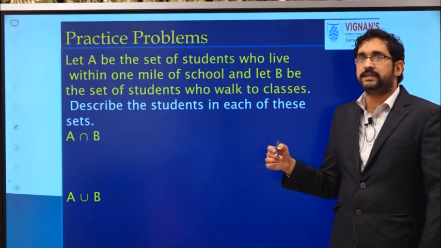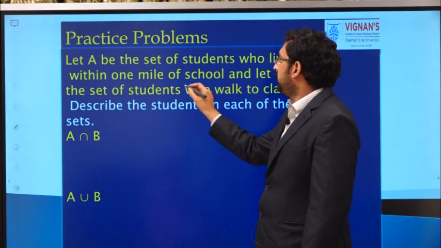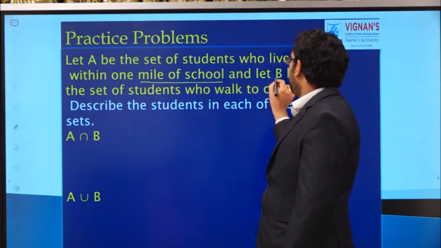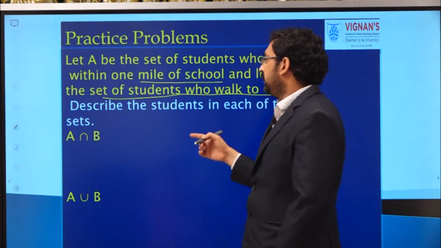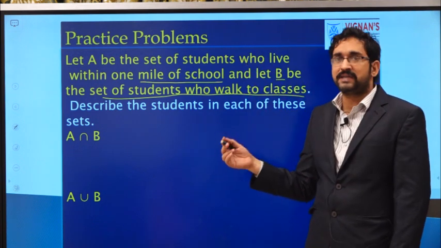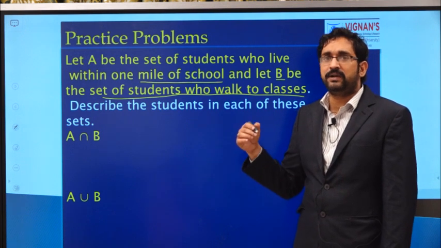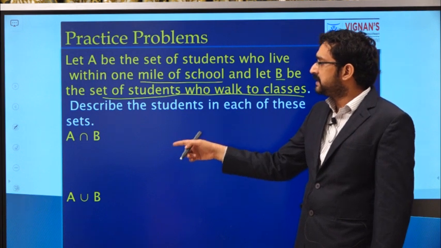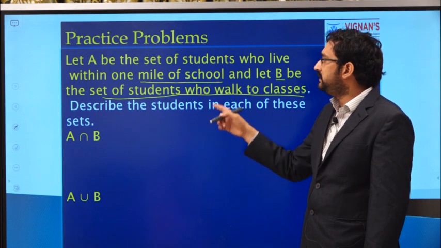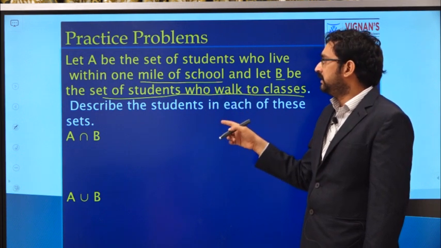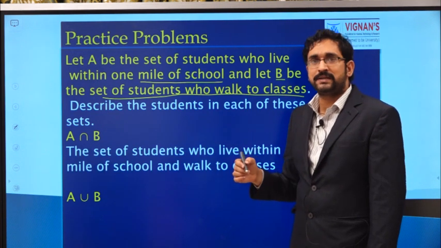Here some practice problems are given. Here A represents the set of all students who live within 1 mile of school, and B is the set of all students who walk to the classes. We have to describe the given sets. A intersection B. We know that A intersection B means the set of all elements which are common to both A and B. So A intersection B can be represented as the set of all students who live within 1 mile of school and who walk to the classes. That is about A intersection B.